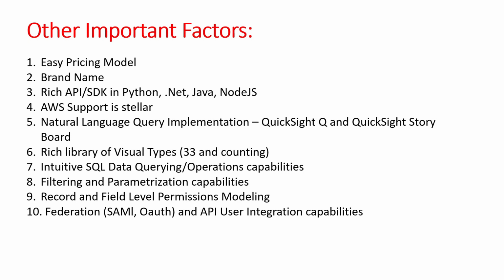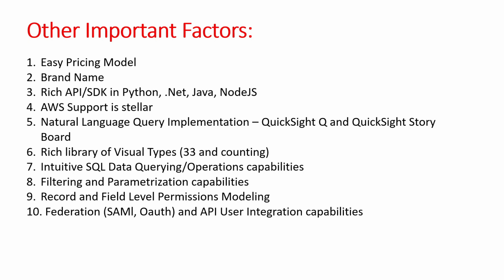The next is the rich library of visual types. In terms of QuickSight, they have a very rich library of visual types. For example, histograms, pie charts, line charts, bar graphs, etc.